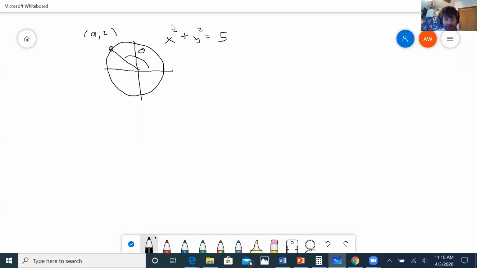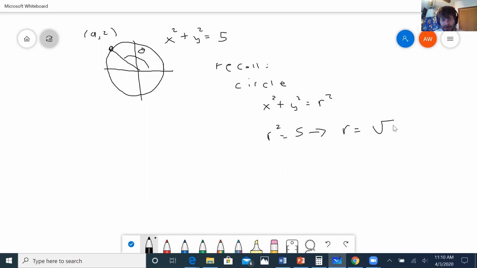So maybe just recall, for a circle, you have x squared plus y squared equals r squared. So in this case, that 5 is not your radius. That's your r squared equals 5. So my r is root 5. So we're going to need that. So I'm going to go ahead and circle that right here.